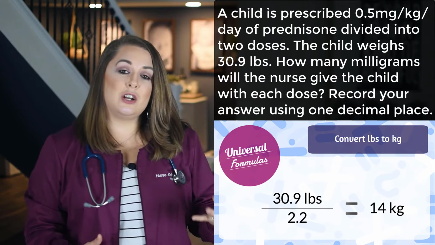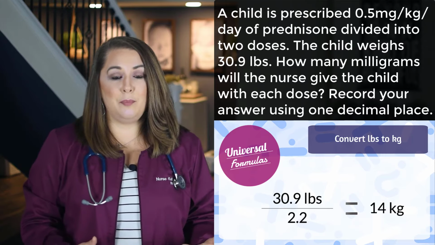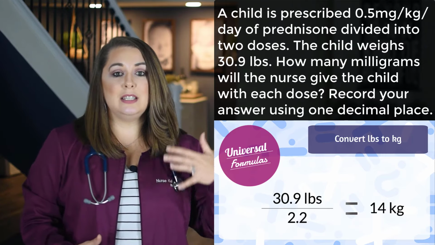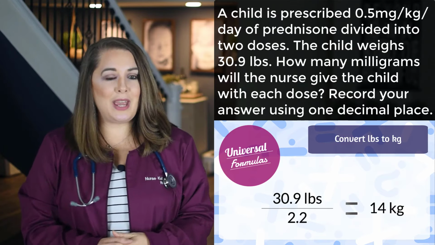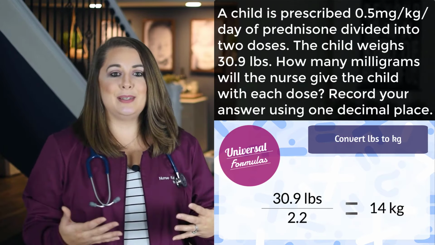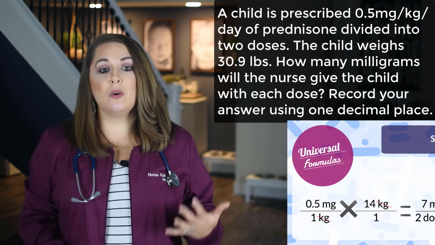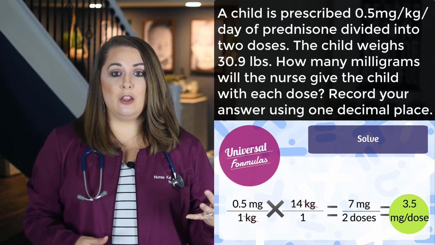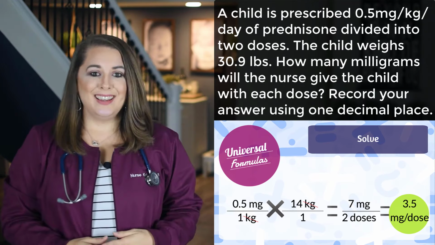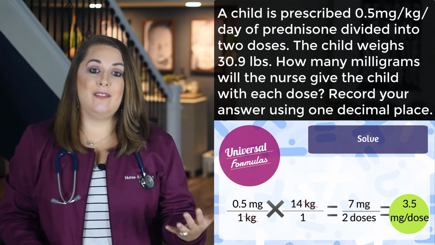To convert 30.9 pounds to kilograms, we are simply going to divide 30.9 by 2.2 since there are 2.2 pounds for every 1 kilogram, which gives us a total weight of 14 kilograms. Okay, now let's plug some numbers into our formula. We are going to take 0.5 milligrams per kilogram times 14 kilograms, which equals our dose per day. So 0.5 times 14 gives us a dose per day of 7 milligrams.